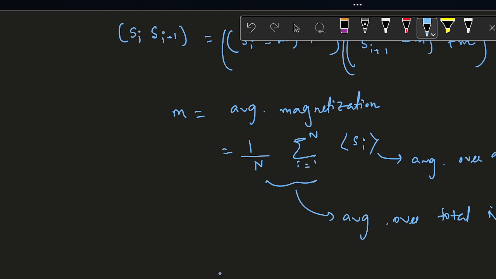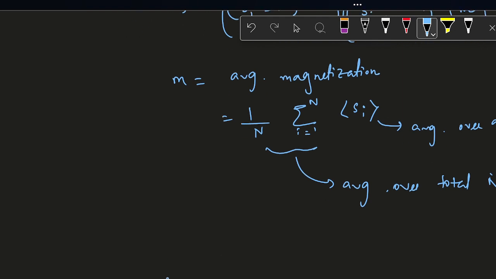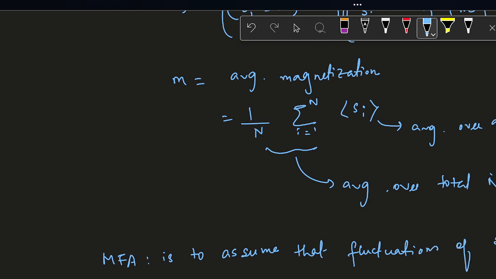And this thing can be written like that. Okay, this part is there. And then what is mean field approximation? So MFA, in short, mean field approximation, is to assume that fluctuations of spins away from the average moment are very small.